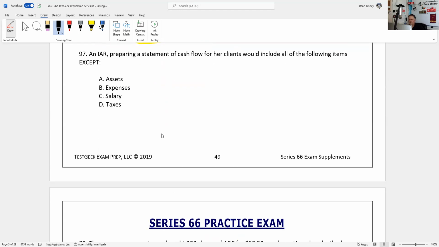Statement of cash flow. So cash flow is going to be money flowing through, because we're trying to find perhaps some money to do dollar cost averaging, do some things. Assets show up on the customer's balance sheet, not on the income statement. So assets are going to be on the customer's balance sheet.